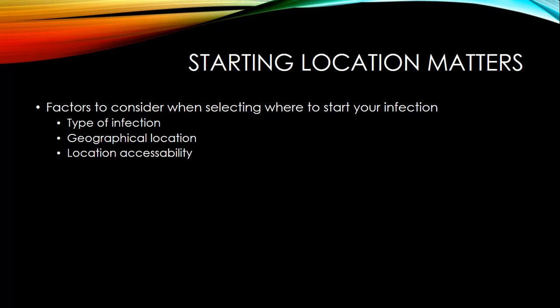So some things to take into consideration. Your starting location matters. Okay, when picking your starting location, you need to take into account the type of infection you're trying to spread, the geographical location of where you're selecting, and how accessible your location is. So if the location you select has a larger population, obviously the disease will spread a lot faster than it would with a country with a much lower population. For example, starting your infection here in the United States versus starting it in Iceland.